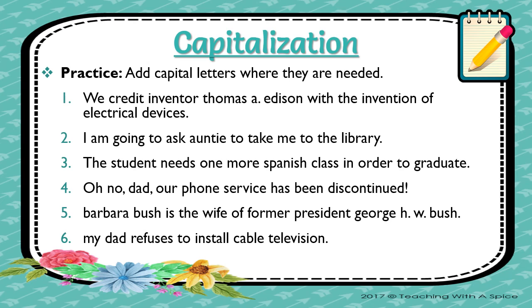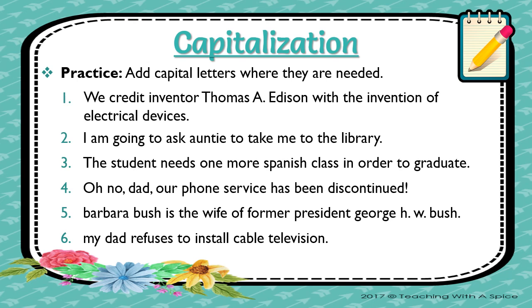Number 1, we credit inventor Thomas A. Edison with the invention of electrical devices. We need to capitalize the T in Thomas, the A for his initial, and the E in Edison because that's his name, including his initial, so it needs to all be capitalized. Number 2, I am going to ask Auntie to take me to the library. Here we capitalize the A for Auntie because that's a family word. It's used in place of her name. We're not saying my auntie, we're just saying Auntie.